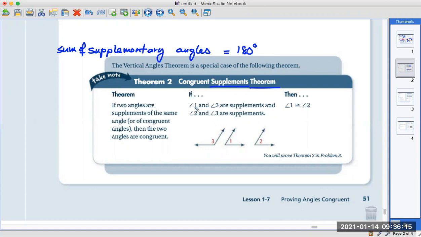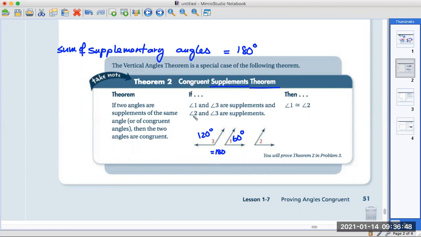Let's say if angle 1 and 3, these two are supplements. So that means the angle 1 and 3, their sum is 180. So I'm going to assign some numbers. I'm just going to say, how about if this one is 60 degrees and this one is 120 degrees, right? The sum is 180. This one is acute, this one is obtuse. And I just picked numbers. It can be any combination of numbers that add up to 180.